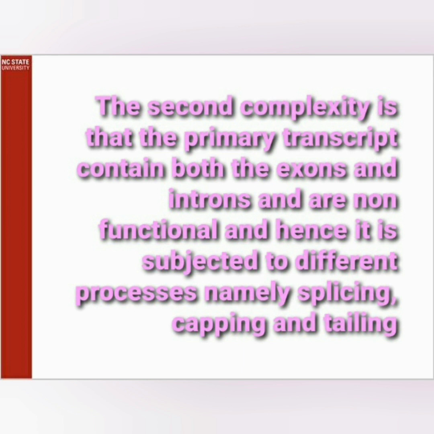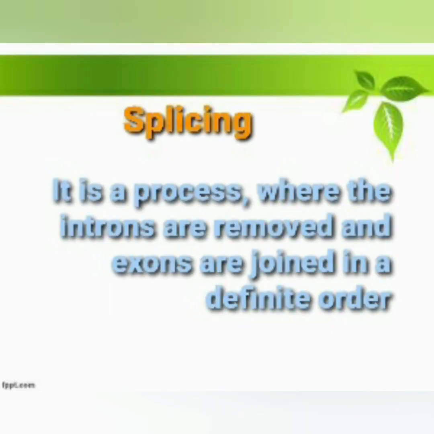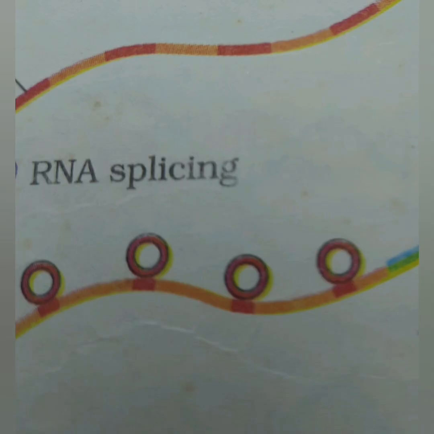The second complexity is that the primary transcript contains both exons and introns and is non-functional, and hence it is subjected to different processes, namely first one, splicing. It is a process where the introns are removed and exons are joined in a definite order. Here you can see the process in detail. The introns and exons are shown here. How the splicing is conducted.